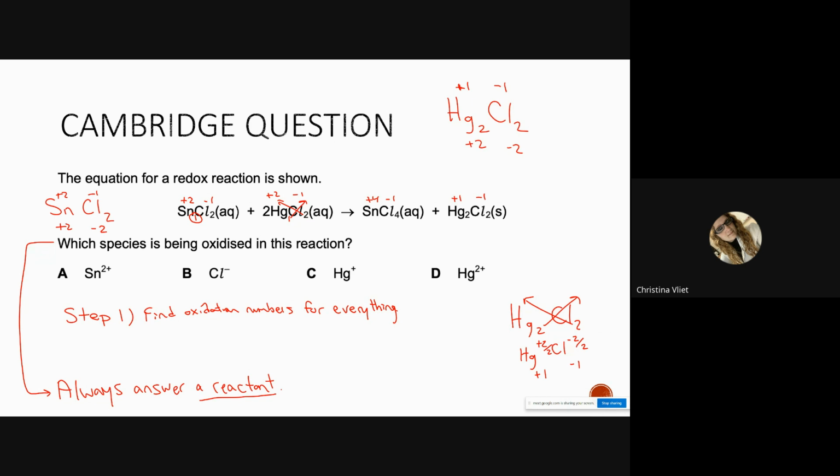All right, so are the charges making more sense now? So now can we try to solve the question? We want to know what's being oxidized, meaning we want to know where does the charge increase. The answer is A.